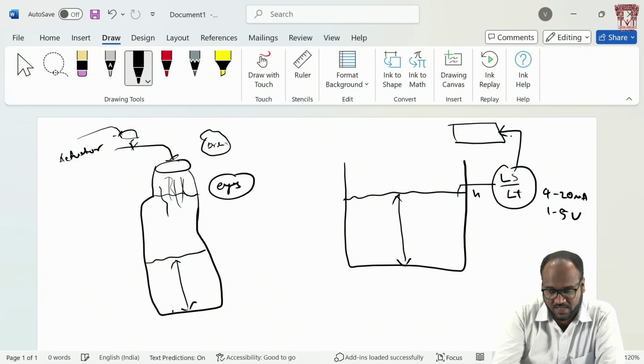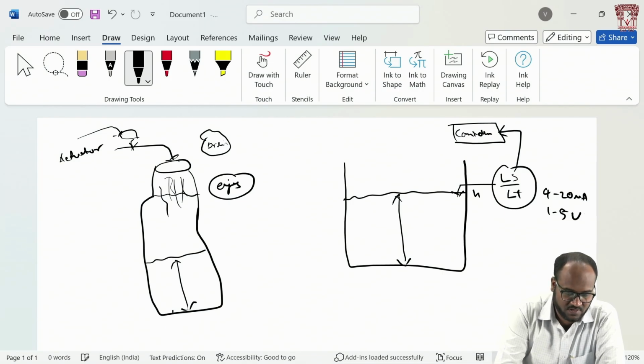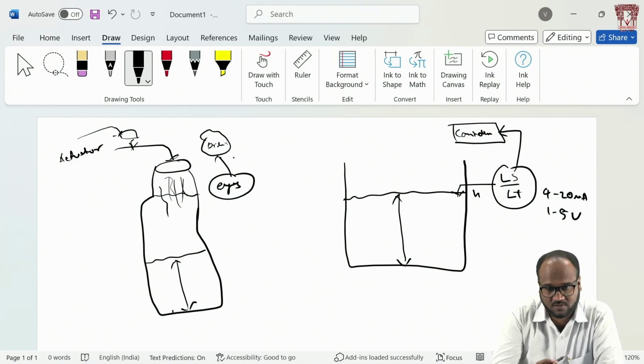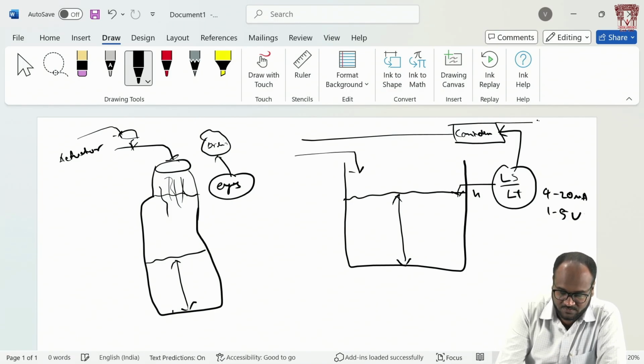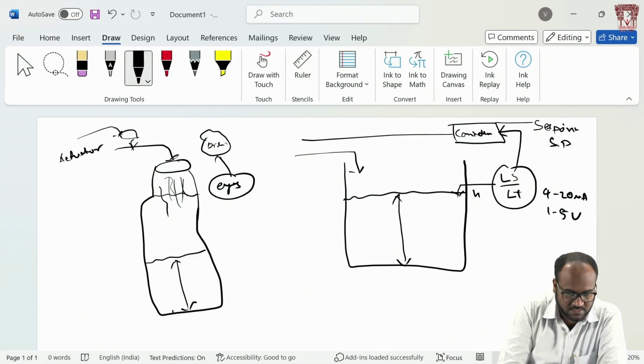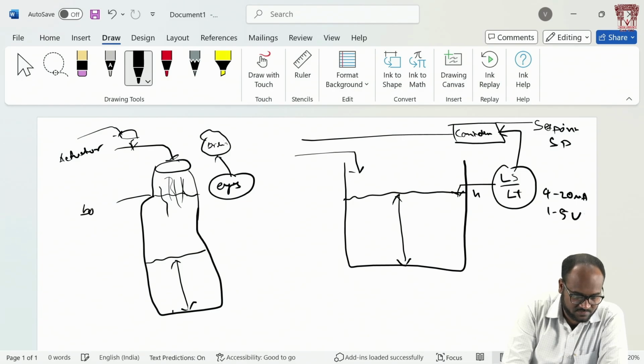Now, as this sensor gives the feedback or input to the controller, the status of the process variable, as in the case of our eyes as a sensor giving feedback to our brain about the status of water in the bottle, now the controller, based on the given set point, here in the case of the bottle, the set point was the bottleneck.